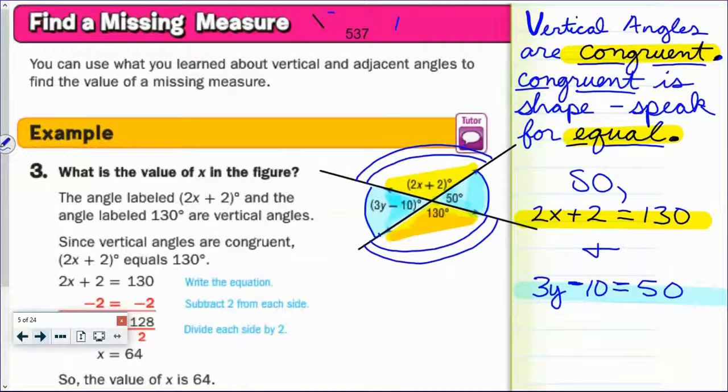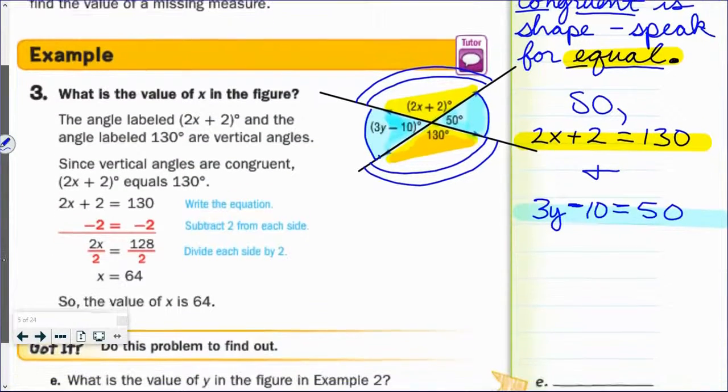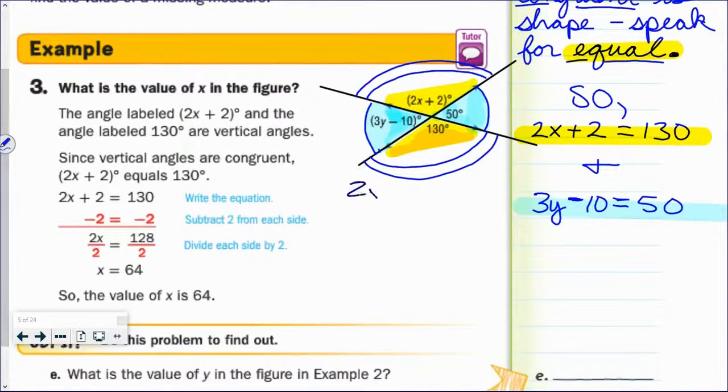So in this problem, it says, what is the value of x in the figure? The angle labeled 2x plus 2 degrees and the angle labeled 130 degrees are vertical angles. So we're looking at the two yellow angles. Since they are vertical, I can actually write an equation that says they are equal. So I can write 2x plus 2 is equal to 130 because my two angles, 2x plus 2 degrees and 130 degrees, are a pair of vertical angles. They have to be congruent. They have to be the same size.